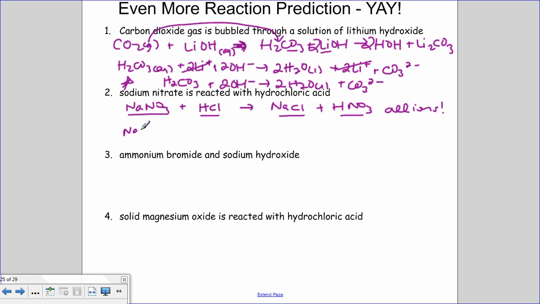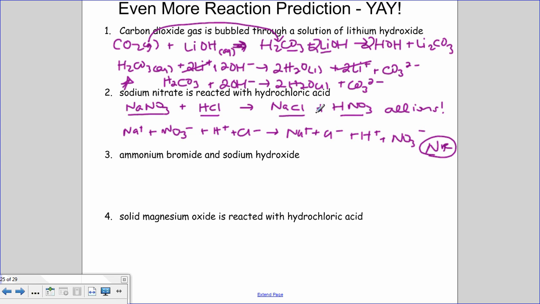And just to finish this out, this would be Na plus NO3- plus H plus Cl minus yields Na plus Cl minus plus H plus NO3 minus. All of these cancel out, so you would say no reaction here. And the AP exam says they're not going to give any no reactions, but it's nice to be able to identify it, because you could see that on your test.